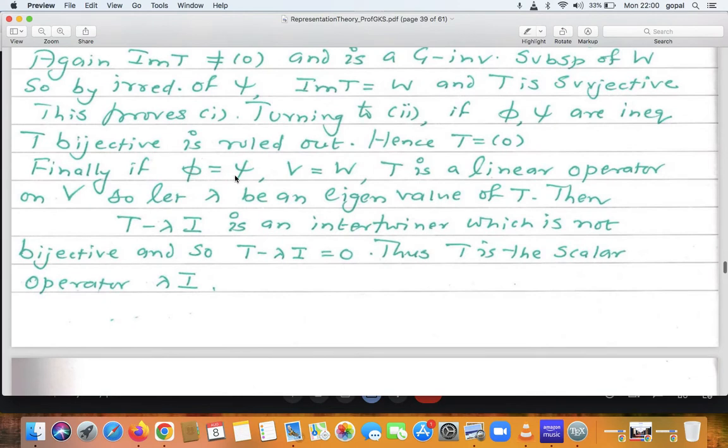Finally, if phi and psi are equal, that is V and W are the same vector space, T is a linear operator on V. Take lambda to be an eigenvalue of T. Here we are using the fact that the base field is the field of complex numbers. Then T minus lambda I is an intertwining operator. T minus lambda I is not bijective, because lambda is an eigenvalue of T. So the other extreme must happen: T minus lambda I must be 0. So T must be the scalar operator. Pretty easy, right?